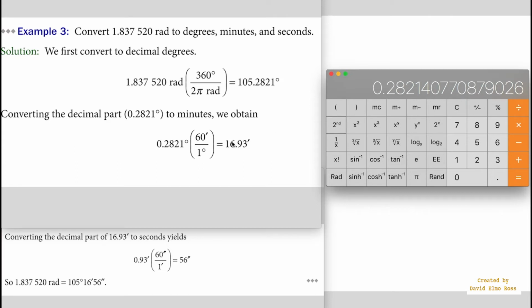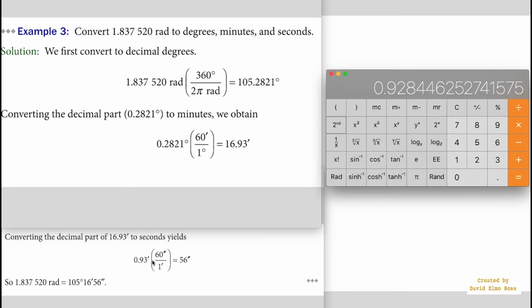Now to convert this fractional part of degrees to minutes, there's 60 minutes per each degree. So we're going to multiply this by 60, and the degrees cancel out, and we'll be left with a fraction. So let's do that. Let's multiply this by 60, and we get 16 point something. So 16 will be our minutes. So you can see our 16 minutes here. So let's subtract 16 from this.